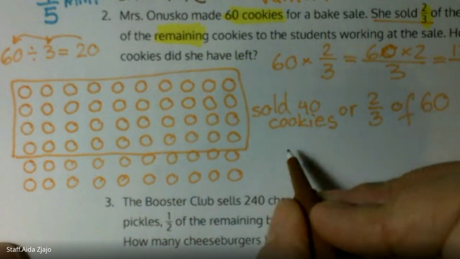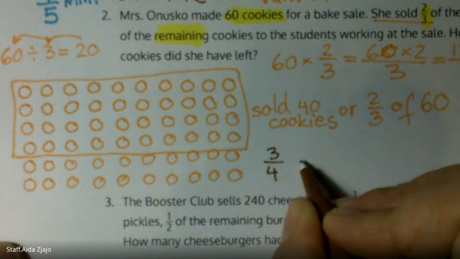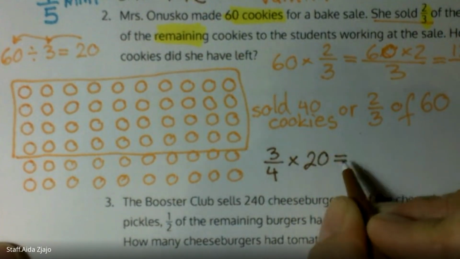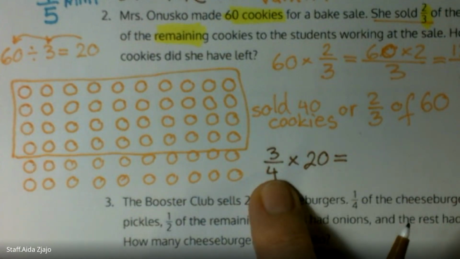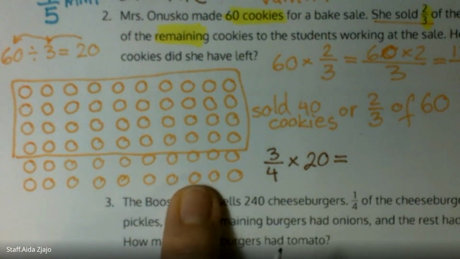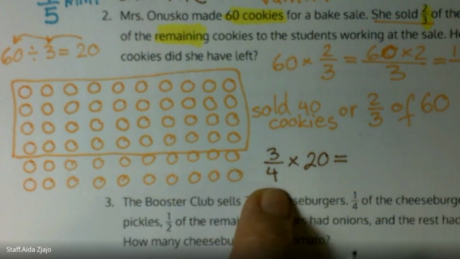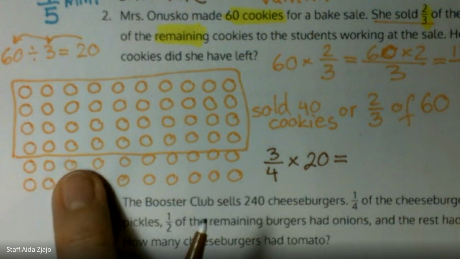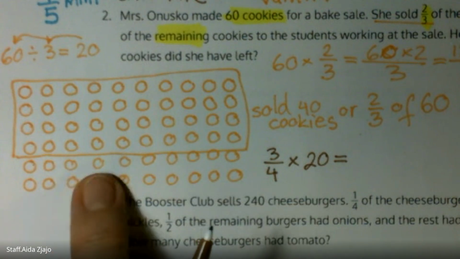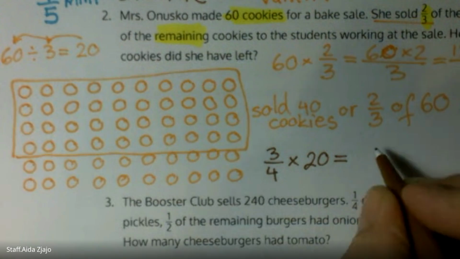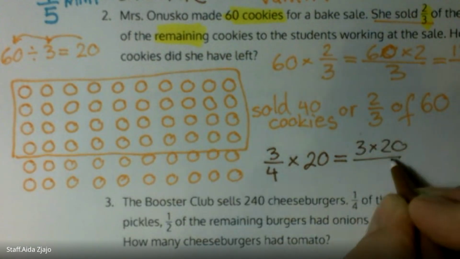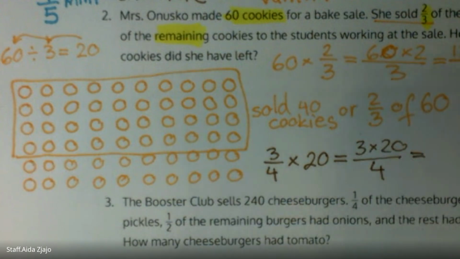And then the students will get 3/4 of 20. So how can we find the four pieces? If you divide 20 into four equal pieces, 20 divided by four, then 5 is 1/4. But she's going to give 3/4 to the students. So that would be 3 times 20 divided by 4. You can see 3 times 20 is 60, divided by 4.